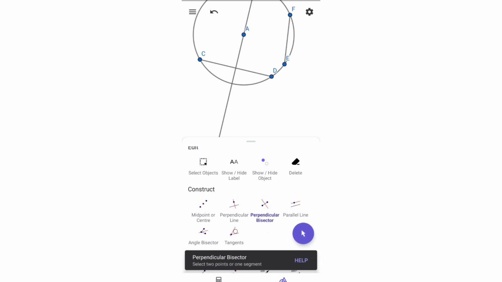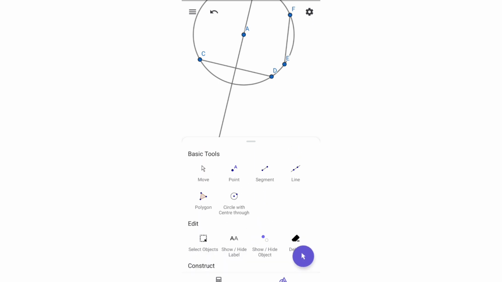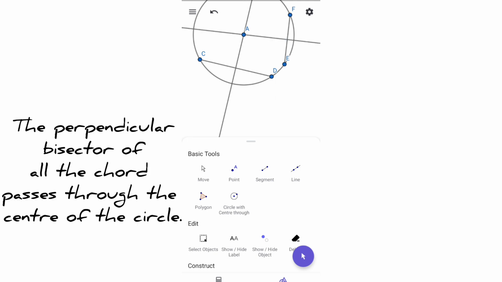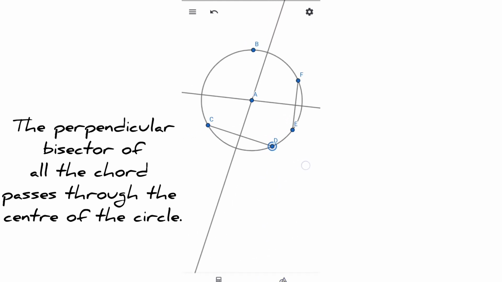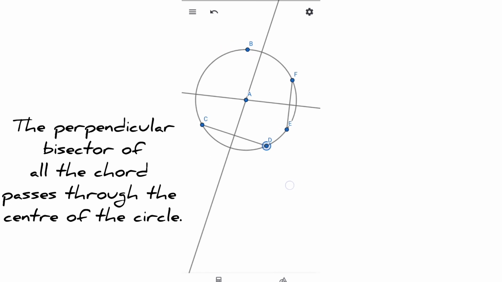I am drawing another chord EF and the perpendicular bisector to the chord, and it also passes through the center. This is our property. The perpendicular bisector of all the chords passes through the center of the circle.